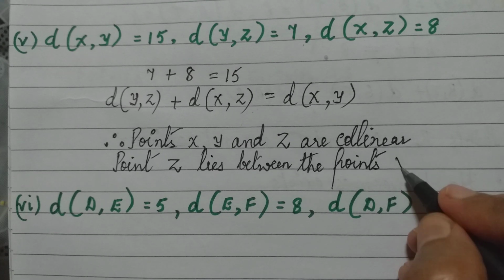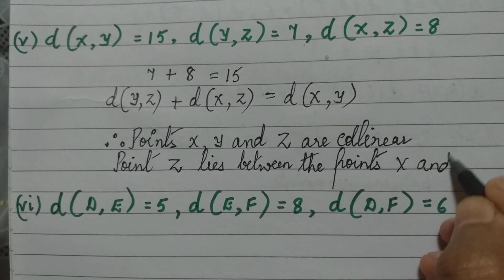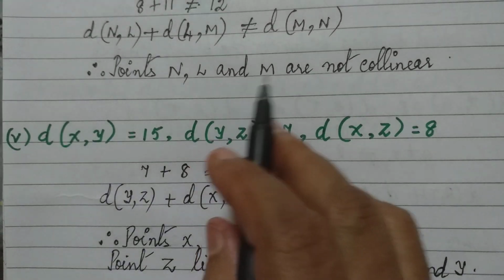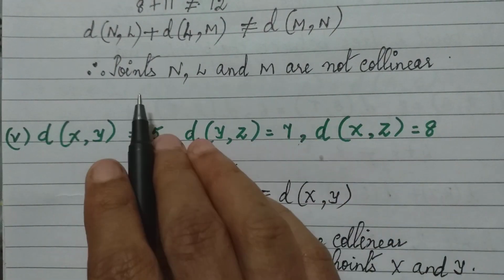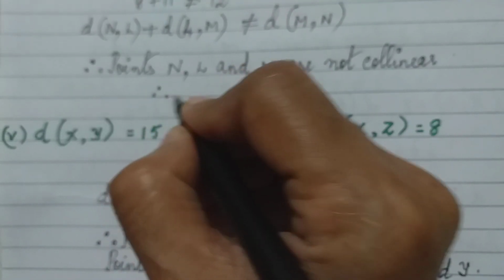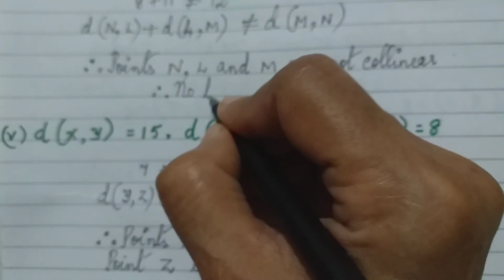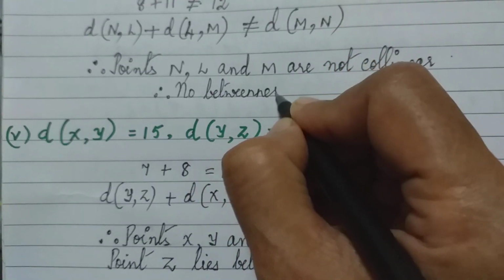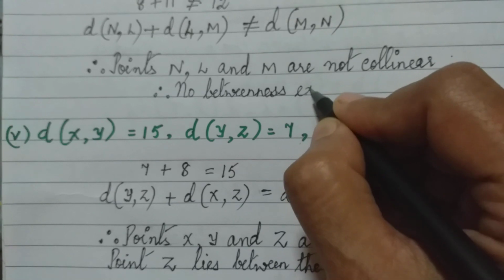X and Y. Now in the previous question we said they are not collinear, therefore there is no betweenness which exists. We'll write that also. Therefore no betweenness exists.